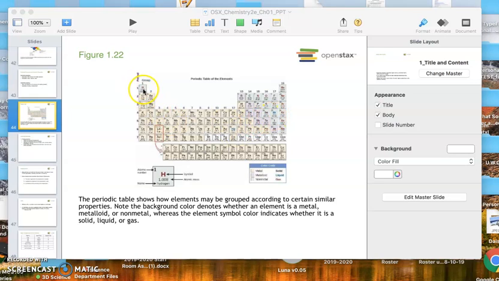The elements that have a red letter for the symbol are gases at room temperature, so hydrogen and all the noble gases: helium, neon, argon, krypton, xenon, radon. So all of these are gases at room temperature. But notice most of the nonmetals are gases at room temperature. Most of the metals are solids at room temperature, and the metalloids are all solids at room temperature.